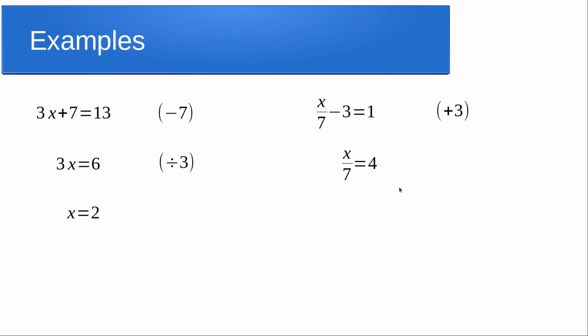So now we've got our one-stage problem. What is it we're doing to the x? We're dividing by 7. How do we cancel out dividing by 7? Well, we do the opposite, so we multiply by 7. Multiplying the left-hand side by 7 cancels out the dividing by 7, which leaves the x on its own, and multiplying 4 by 7 is 28. We can test that answer. 28 divided by 7 is 4. 4 take away 3 is 1.